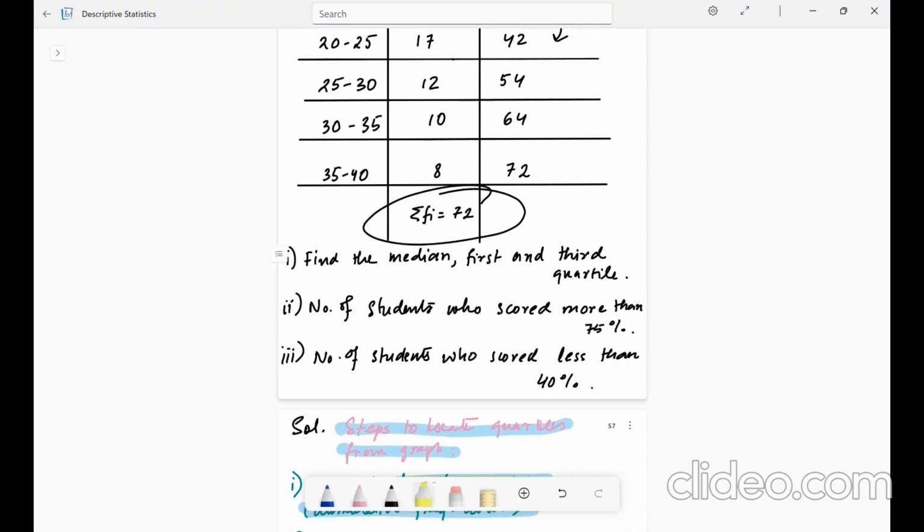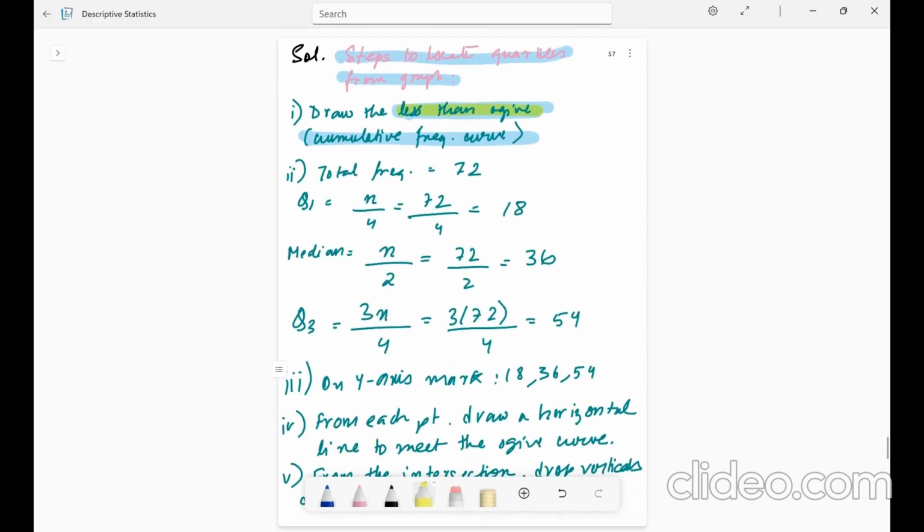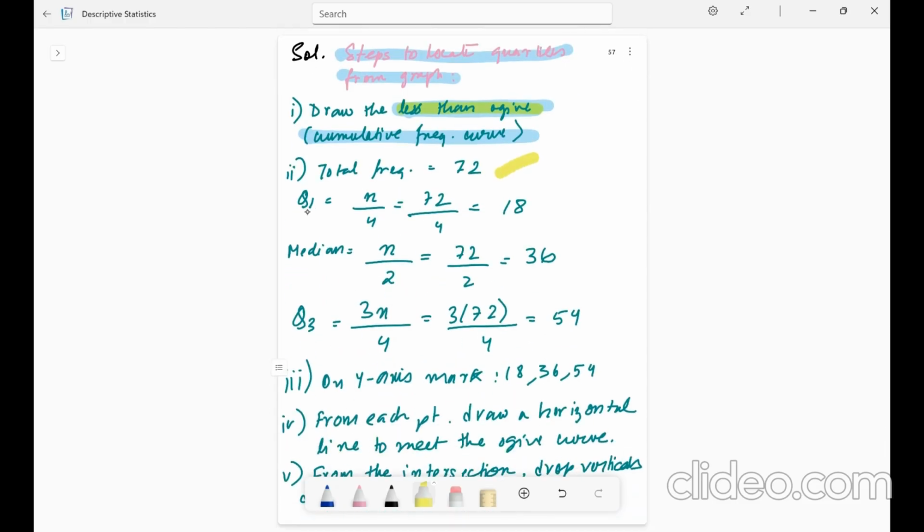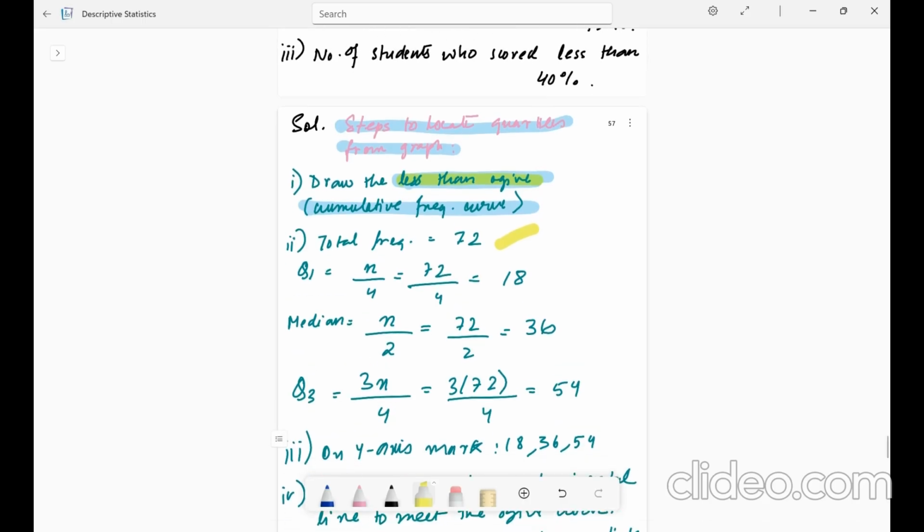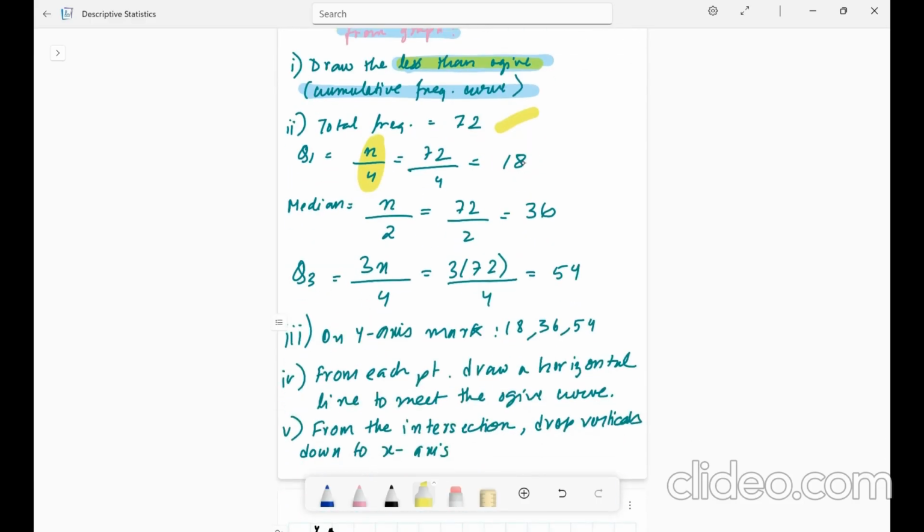For the median and first and third quartile, the total frequency is 72. Quartile 1 is measured by n by 4. Quartile means fourth, right? So n by 4 is the first quartile. Total frequency 72 by 4 equals 18. So quartile 1 should be 18.